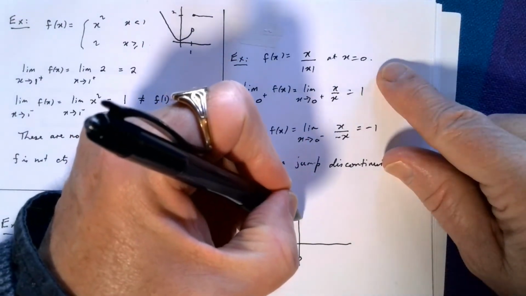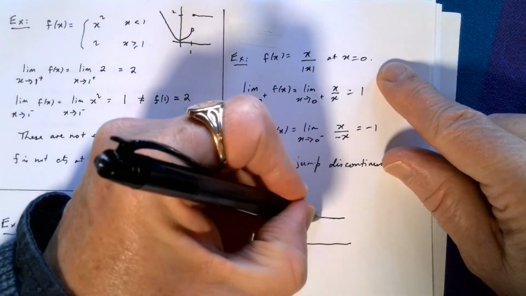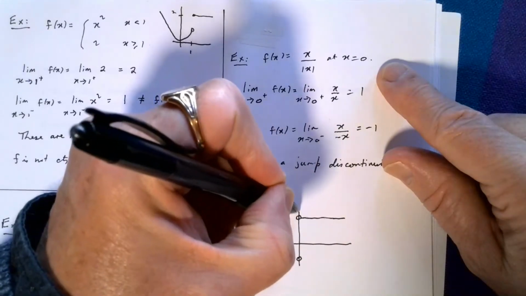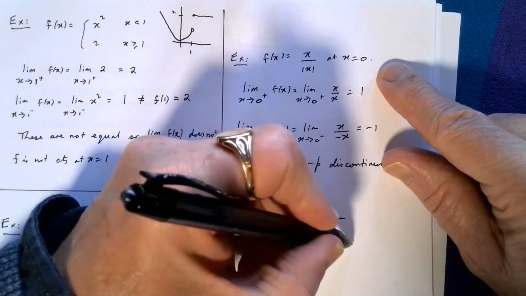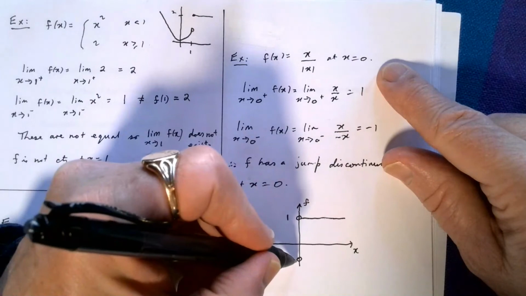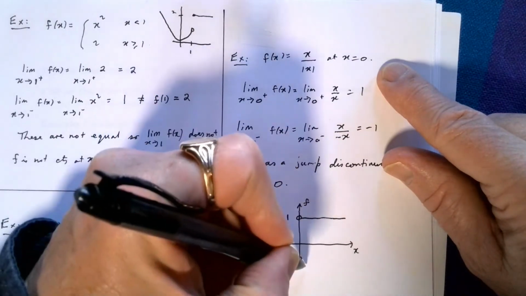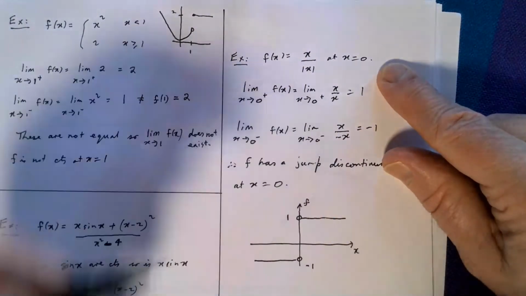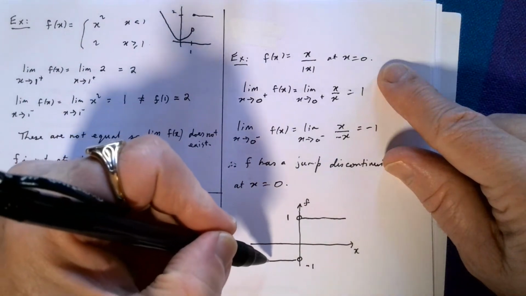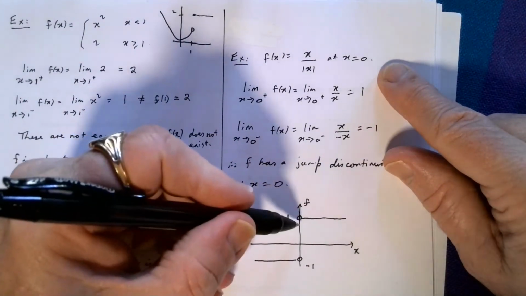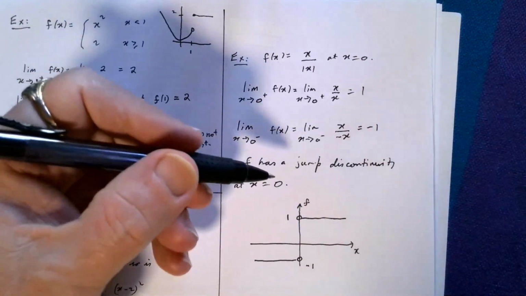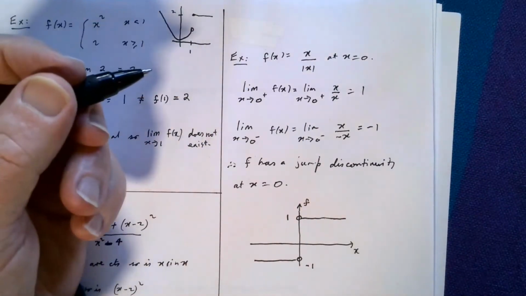So x is 1 on this side. So this is f, this is x. And then it looks like minus 1 on this side. So it comes along, it's perfectly continuous, and then suddenly it jumps up to here. So you can't fill in the gap. This is what's called a jump discontinuity.